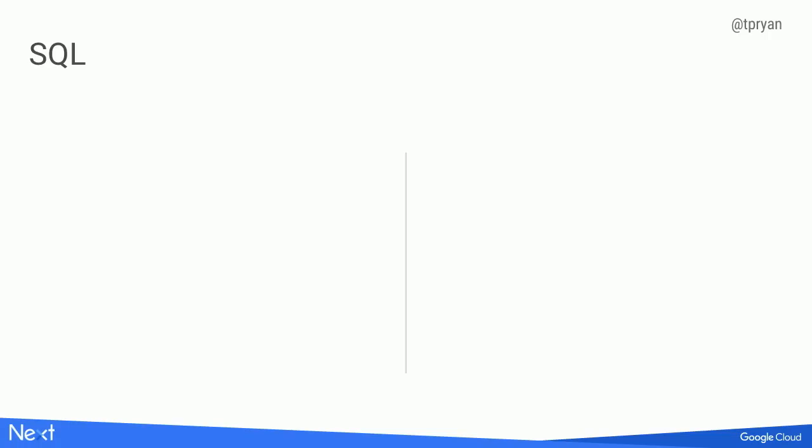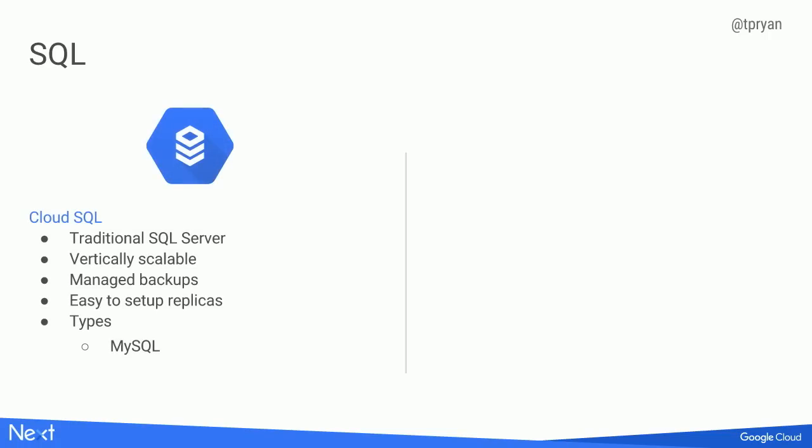So I'm going to talk first about SQL. We have Cloud SQL, which is a traditional SQL server. It is based on our VMs, so it is vertically scalable to the size of our VMs. But you won't see the VM in your list of Compute Engine instances. We manage the OS entirely for you. And we do things like managing the backups, and we make setting up replication sets and opening up network connections pretty easy. You'll see there that it says types, but there's only MySQL as a type.